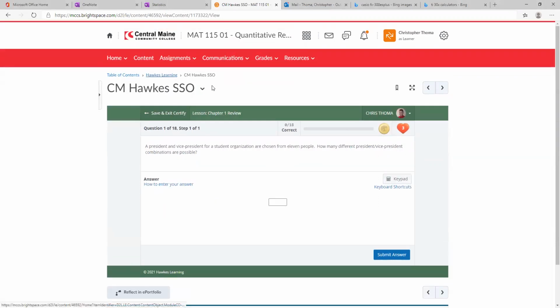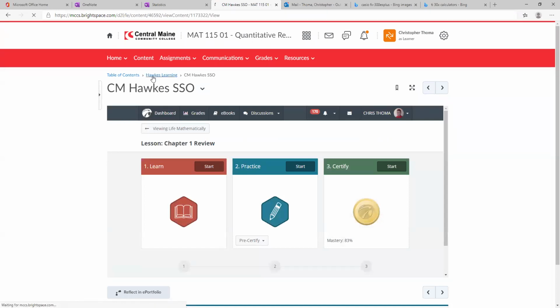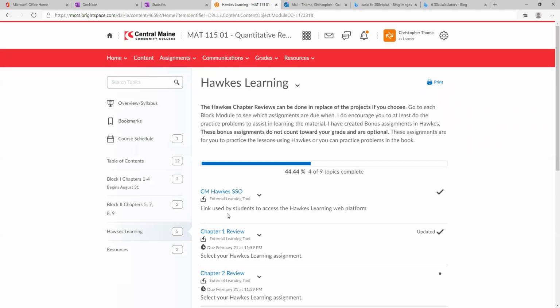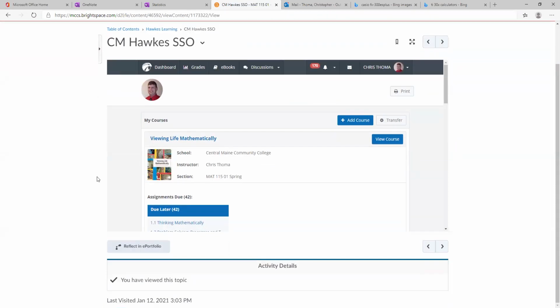Yep. And then even if you decide to do the projects, I'm trying to figure out how to save and exit. Oh, there it is, save and exit. Lost my track there. Exit without saving because I haven't done anything. Even if you're doing, God, I did it again. Ugh. You can see I'm still getting comfortable with the Brightspace thing.